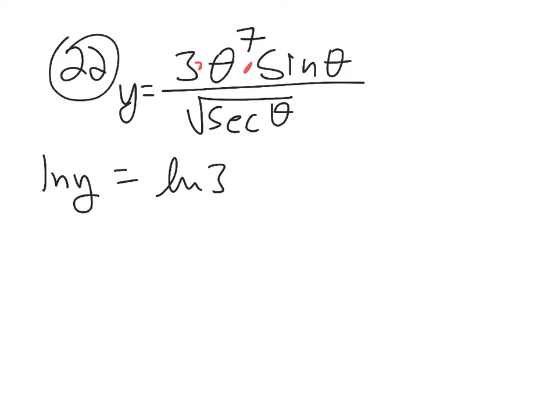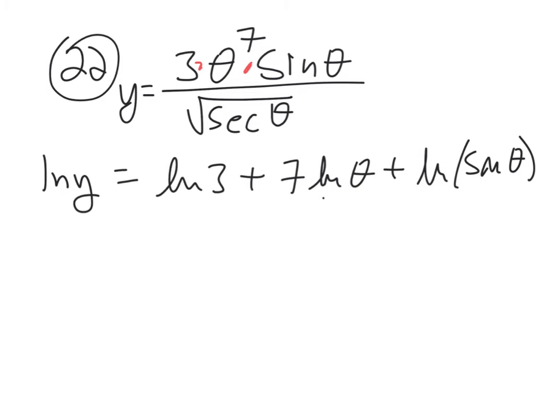ln 3 plus 7 ln theta, right? Because I'm taking the logarithm so I can bring the 7 down in front, not have to worry about any power rule or anything, plus the ln of the sine of theta, all over, no, sorry, not all over. You know what I gotta do is, give me a minute here.